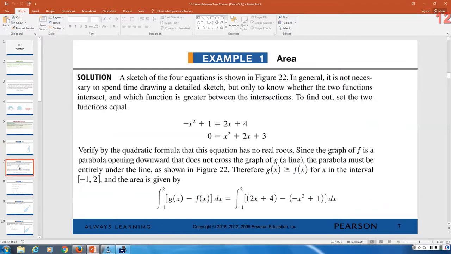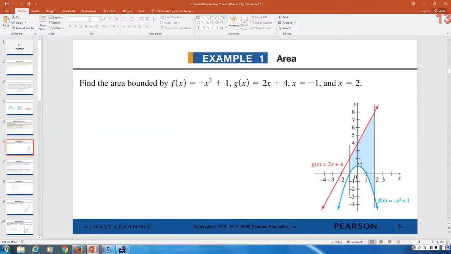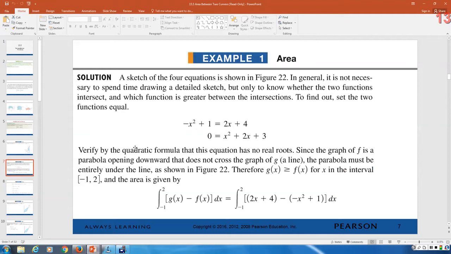And all we're going to do is we're going to find some point values. It's not really necessary to spend a lot of time doing a detailed sketch, but sometimes it is helpful if you find out where they intersect, in case they do. For example, in this case, we're looking at two functions that don't intersect. And that's just really all this is saying, is that if you set those two functions equal to each other, what you're finding out is that they don't intersect. There's no real answers to it.